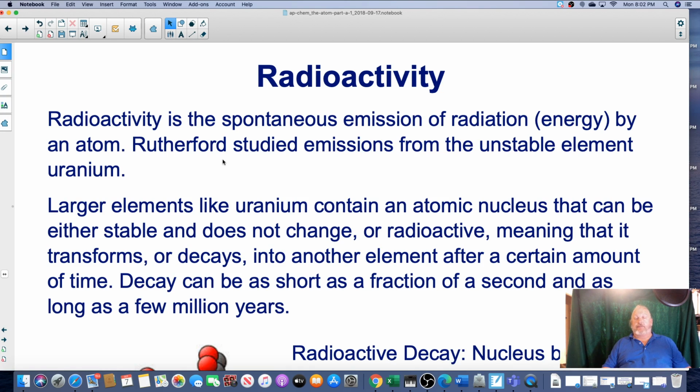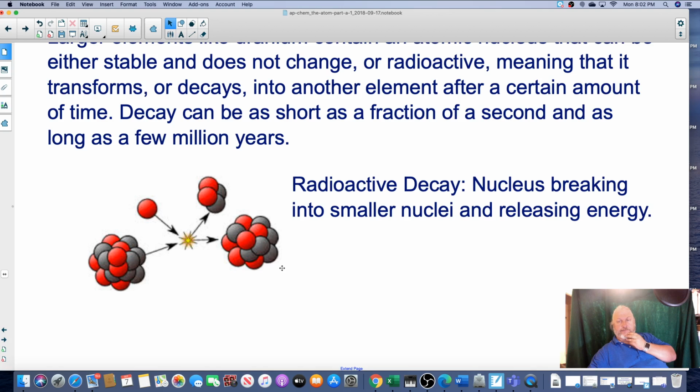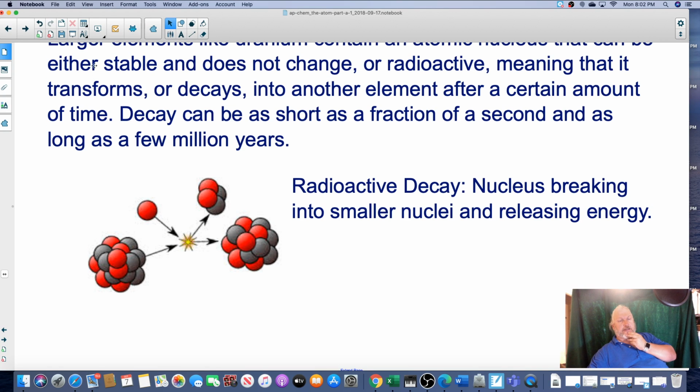Large elements like uranium contain an atomic nucleus that can be either stable and does not change, or it's radioactive, meaning that it wants to transform or decay into another element after a certain amount of time. Decay can be very short, like a fraction of a second, or it can take millions of years. This is a very unstable element, so it would break away into smaller nuclei and smaller particles, and it releases energy.